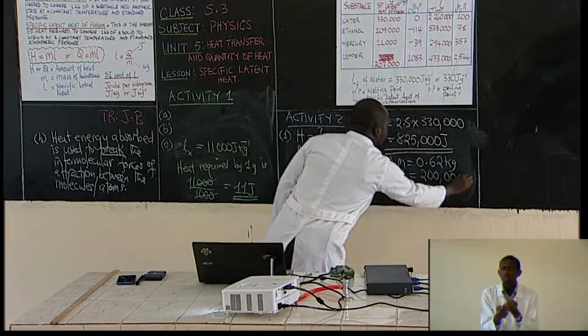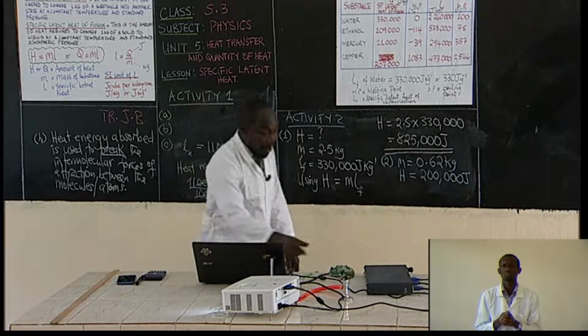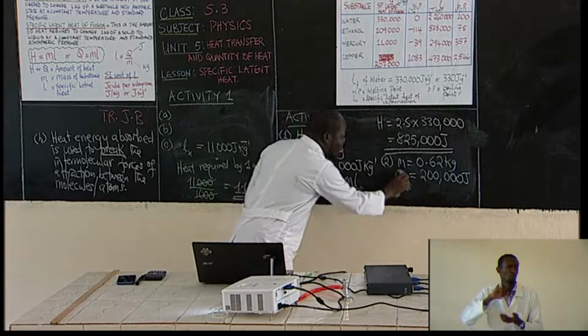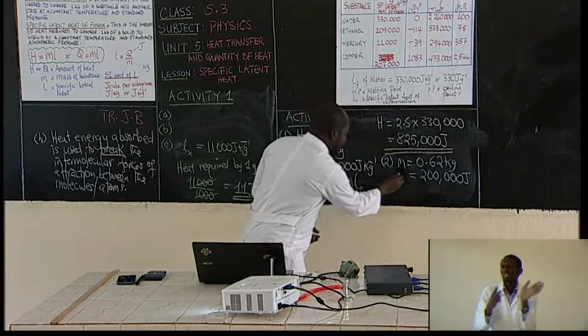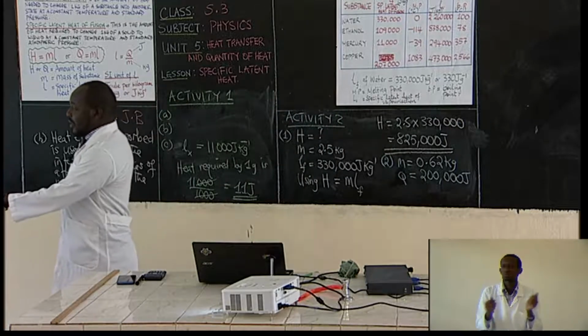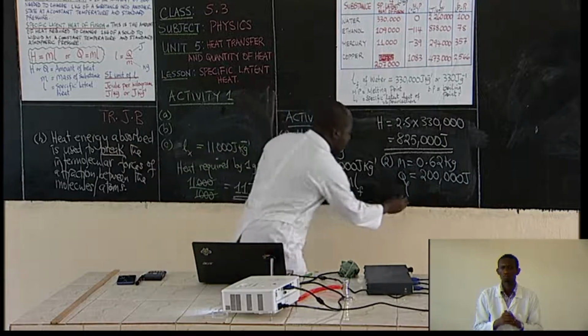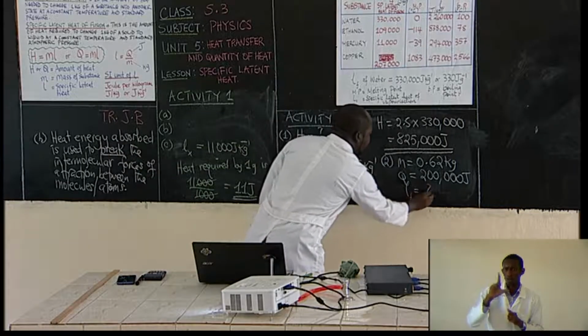200,000 joules. Some people are getting angry that I'm only using H. Okay, we can also use Q because it doesn't really matter. Let me use Q. Calculate the specific latent heat of the substance. So they want us to get L. And because it is melting point, that means it is LF, latent heat of fusion.